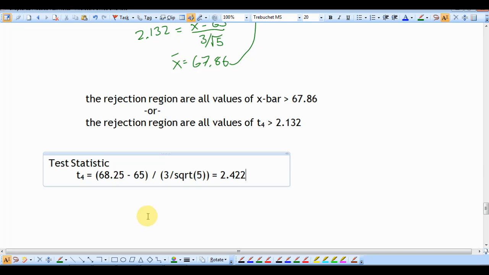Doesn't that kind of all work together here? Look, is our test statistic greater than 2.132? Yes. Decision? Reject. Isn't our X bar greater than 67.86? Reject.